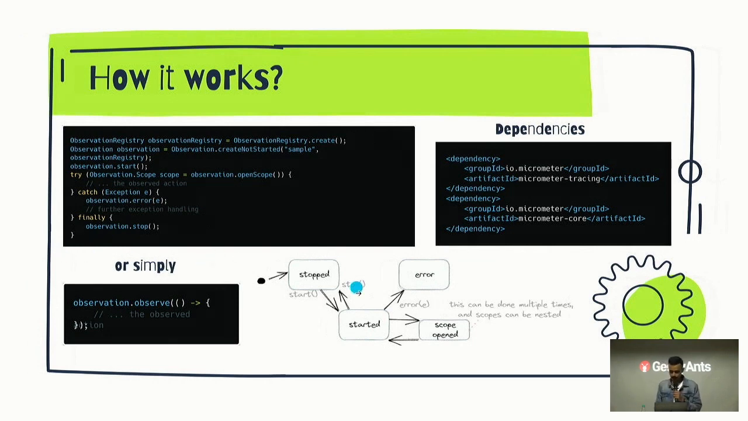This is the lifecycle flow: once it has started, it will be stopped. If any error is there, it will send and collect the error. Next is the scope lifecycle, which has two events: scope open and scope closed. This can be done multiple times, and scopes can be nested, so it keeps nesting the scopes from your observability point of view.